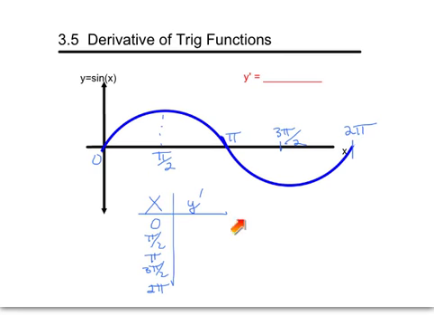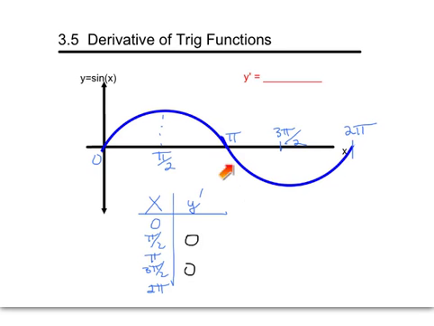All right, down below I filled out a chart. We're going to fill in the slopes of the tangent lines. That's what this y prime means. What is the slope of the tangent line? So let's start at the obvious ones. At pi over 2, the slope is 0. And it is also 0 at 3 pi over 2. So I'm going to fill those in down here. 0 and 0.